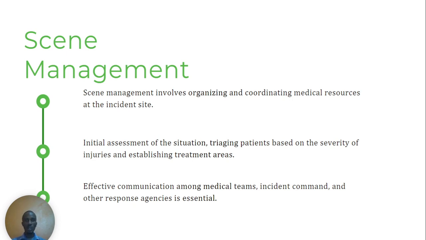So that is what we call triaging patients, or prioritizing patients. It doesn't mean that you're going to neglect the other person, but it means that you're going to give more priority and respond to the person who is more likely to die. You're going to respond to them faster than the person who is less likely to die. So that is what we are calling the triaging of patients based on severity of injuries, and then you make sure that you establish where they can receive treatment.